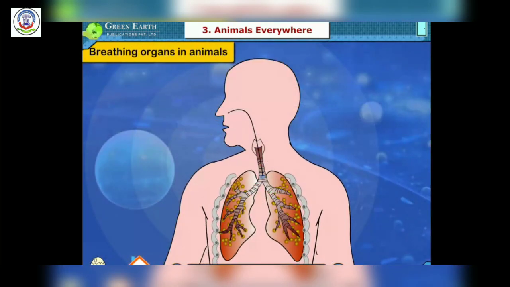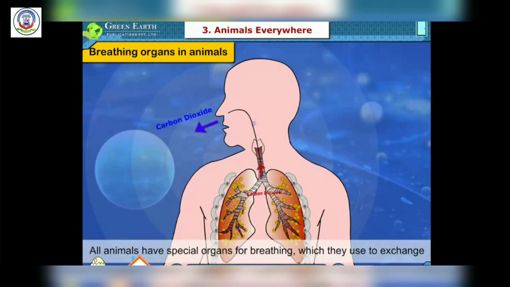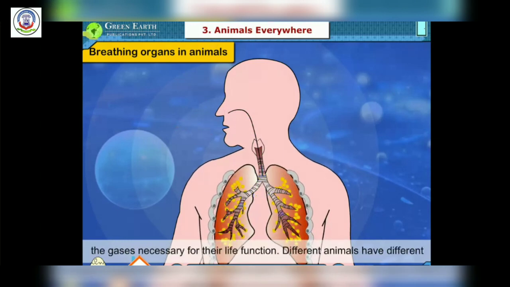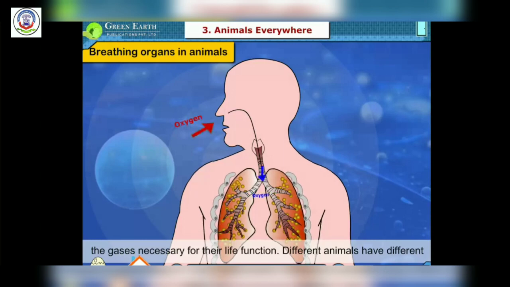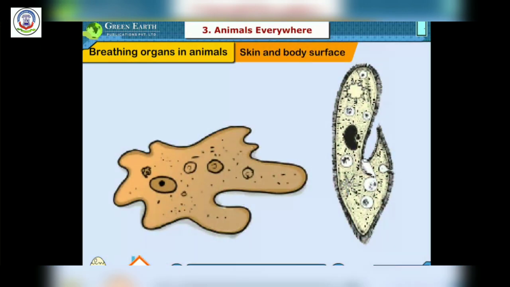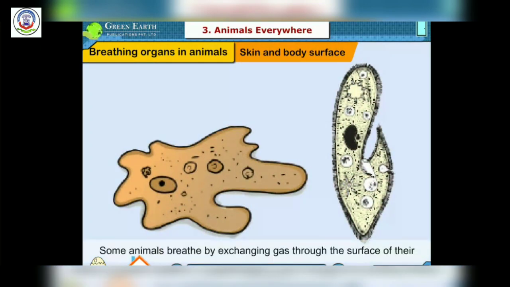Breathing organs in animals. All animals have special organs for breathing, which they use to exchange the gases necessary for their life function. Different animals have different organs for breathing. Let us know more about them. Skin and body surface. Some animals breathe by exchanging gas through the surface of their body. Even very small animals or microorganisms such as amoeba and paramecium breathe through their body surface.